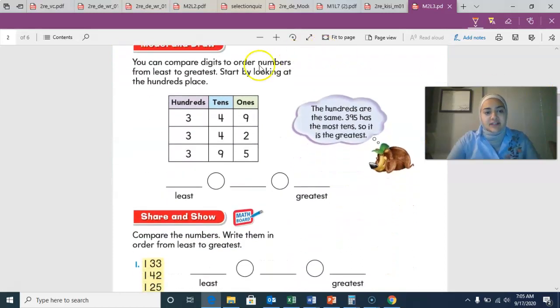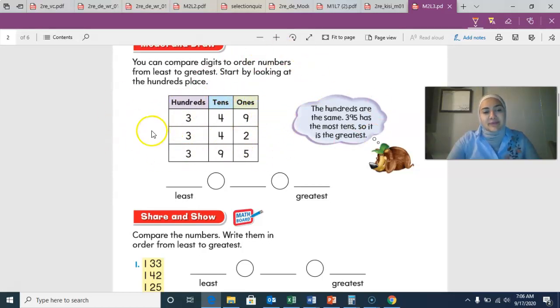You can compare digits to order numbers from least to greatest. Start by looking at the hundreds place. So this is what I've been showing you. You need to draw the ones, tens, hundreds table so you can easily see each digit and not get confused, because they will confuse you. They'll have the hundreds the same and they'll flip the ones and tens, or they'll have the ones the same and then they'll flip the hundreds and tens. So you need to make sure you have this graph, okay? You write it on every problem.